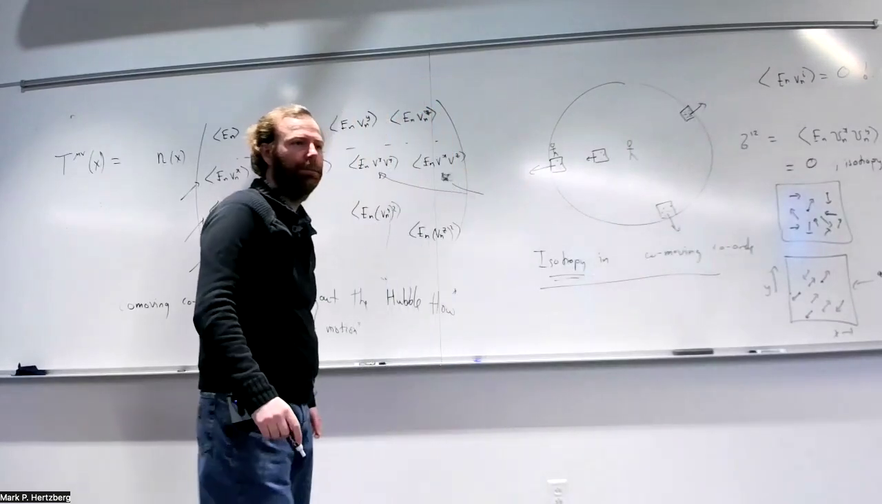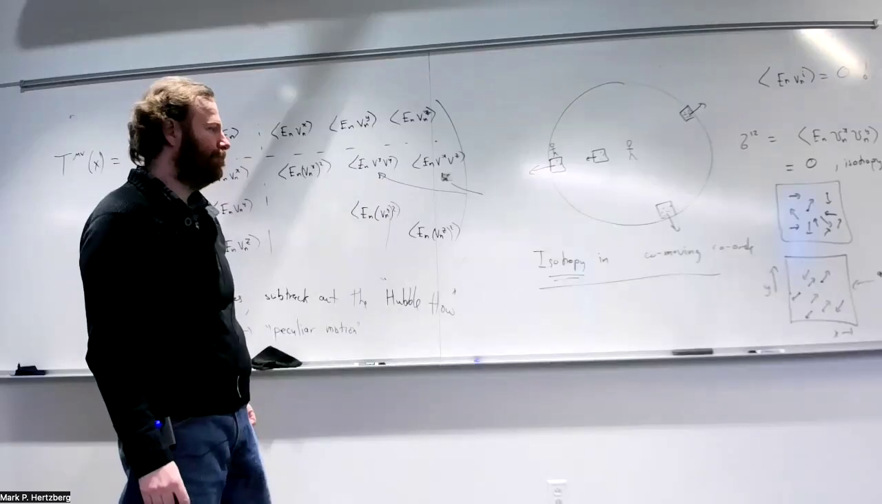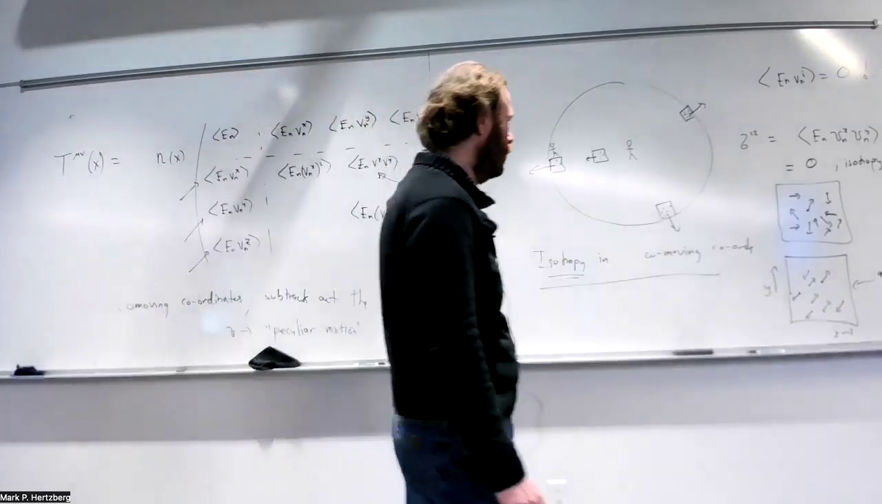Yeah. What if the velocities all have some sort of curl to them? Would that also break it? Or would it break isotropy?